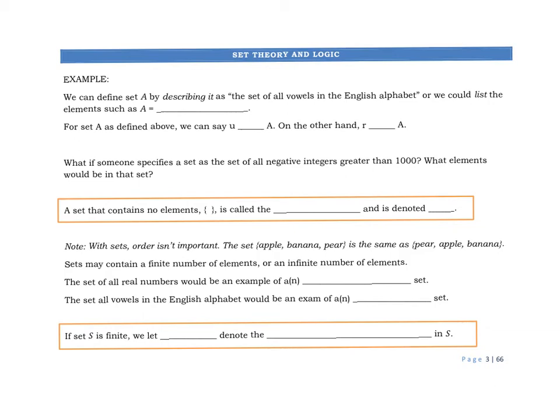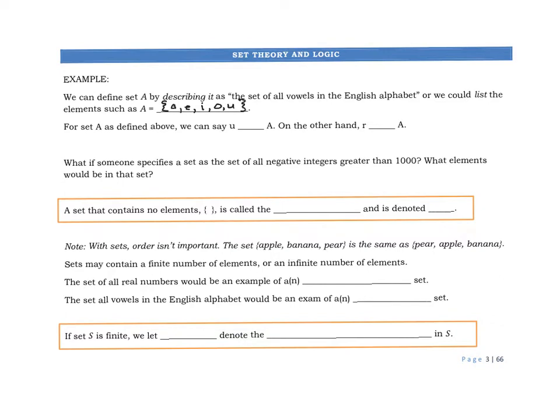Set Theory and Logic, page 2. So this one will start off with an example. We can describe set A as the set of all vowels in the English alphabet, or we could list the elements: set A equals, remember we're going to use our braces and then list them, A, comma, E, I, O, and U.